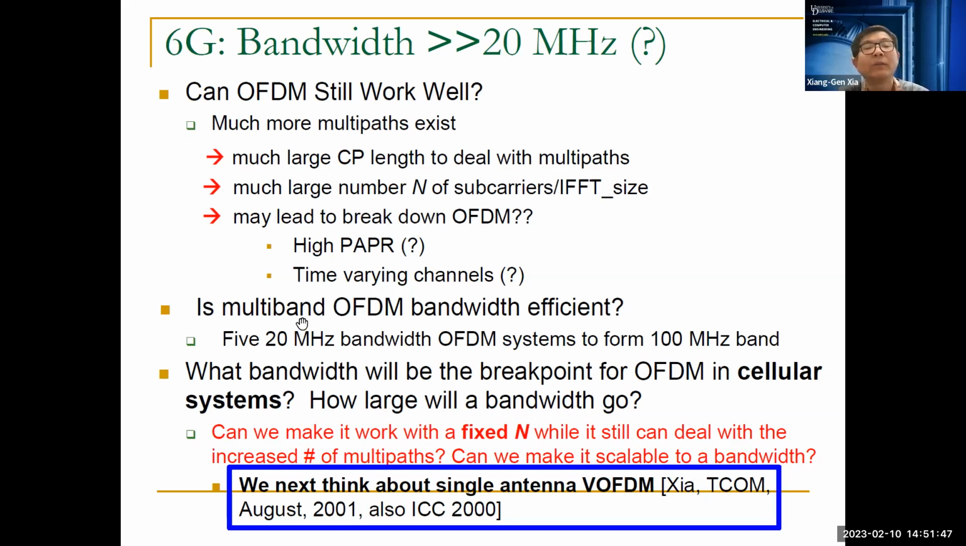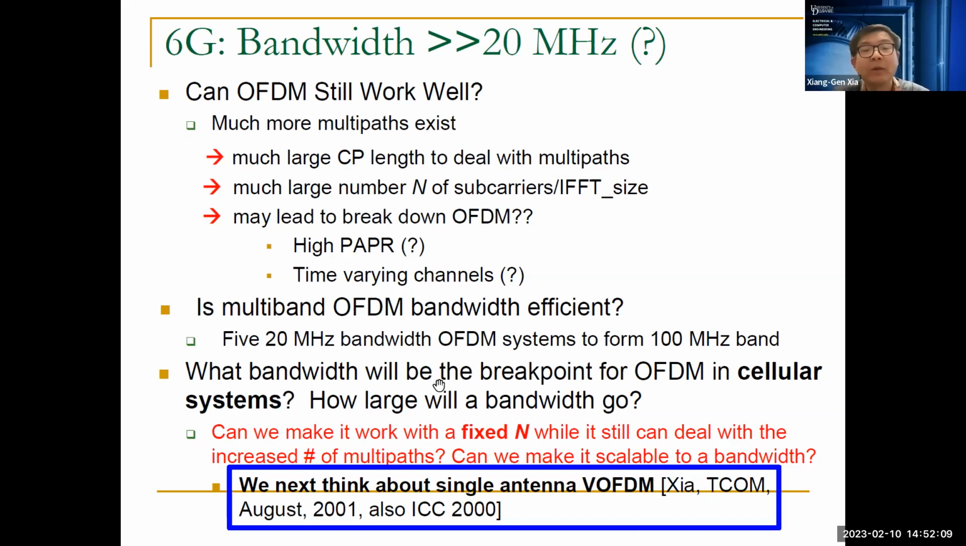Okay, people might think about multiband OFDM. That was a very early thought about it. In other words, if you have like 1 gigahertz bandwidth, let's say you can cut it, right? For example, if you have 100 megahertz, you can cut it into 5 or 20 megahertz pieces, but this is not bandwidth efficient. Okay, it's not bandwidth efficient. The question is, what kind of bandwidth?